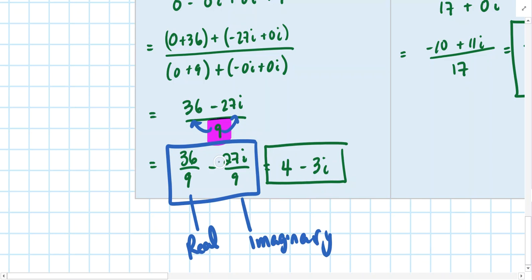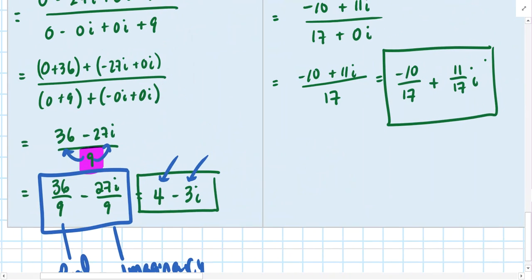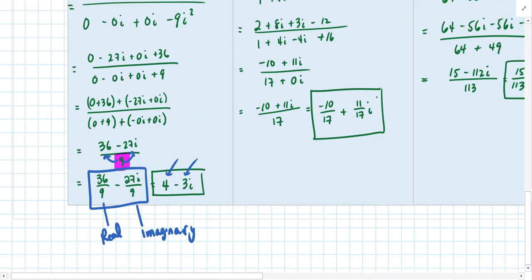And what's more is that these numbers can be further simplified. 36 divided by 9 is 4, and 27 divided by 9 is 3. So now we really have a final answer that looks like our complex numbers. So hopefully that makes a little bit more sense.